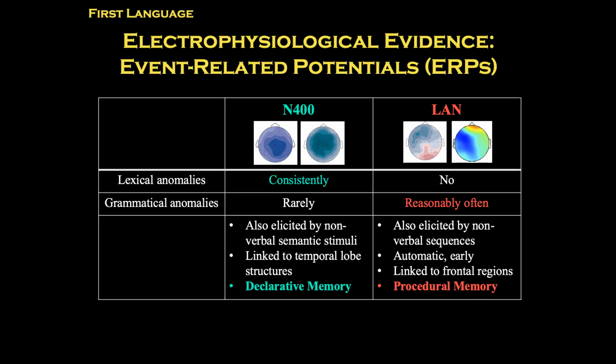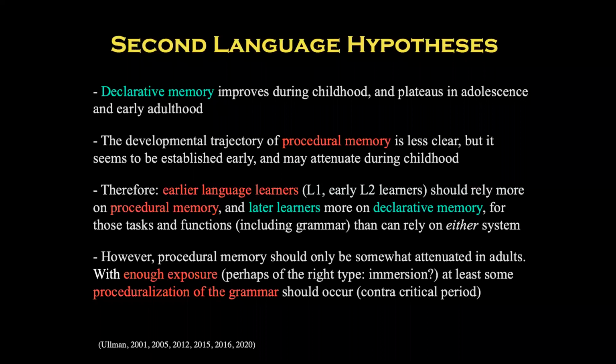link words to declarative memory, grammar to procedural memory, but also to some extent to declarative memory, such as in kids or with particular learning conditions, such as explicit input. How about L2? So remember that declarative memory improves during childhood. Procedural memory is already good during childhood. So a kid, whether learning their L1 or their L2, would be like this. So it should depend on which system mostly. Procedural, you know, they initially learn here. Okay.